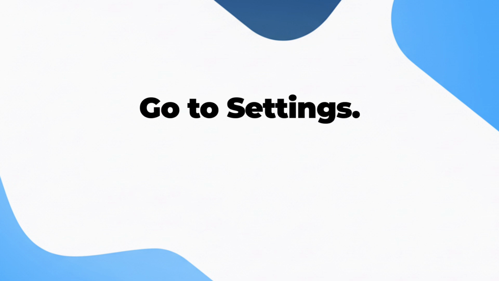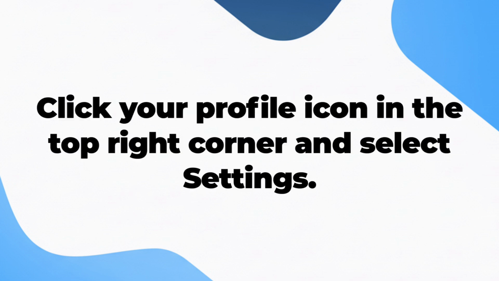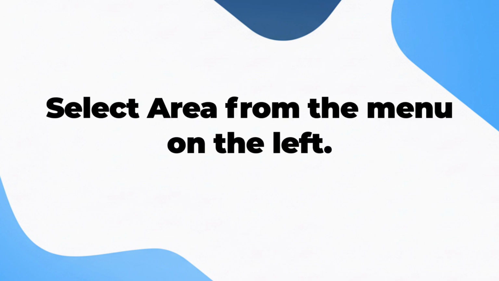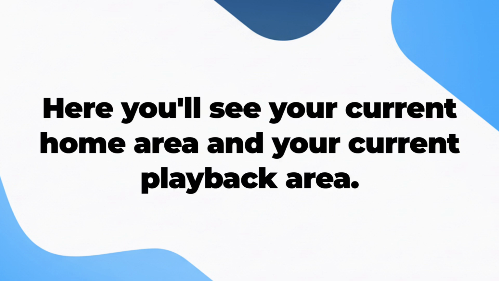Step 2. Go to Settings. Click your profile icon in the top right corner and select Settings. Step 3. Select Area from the menu on the left. Click Area. Here you'll see your current home area and your current playback area.